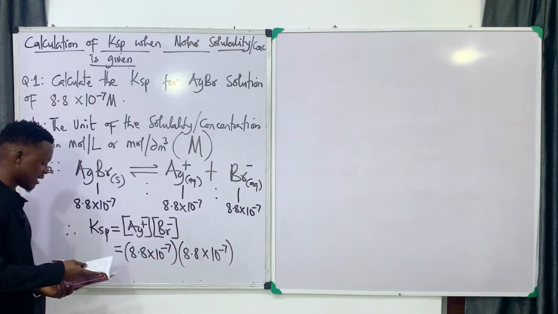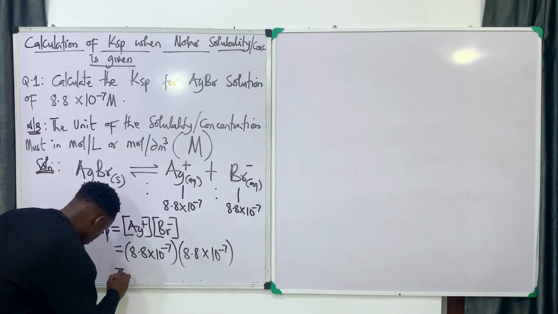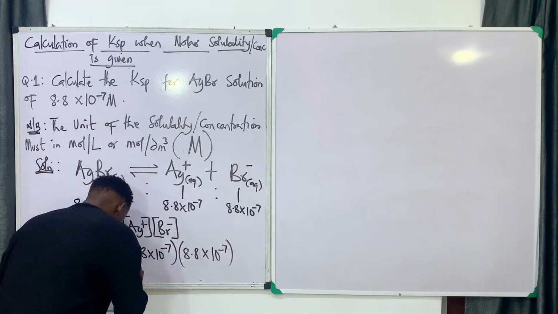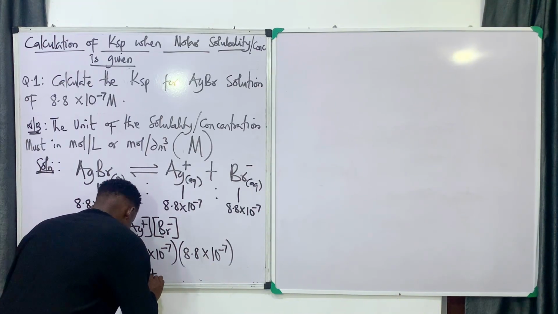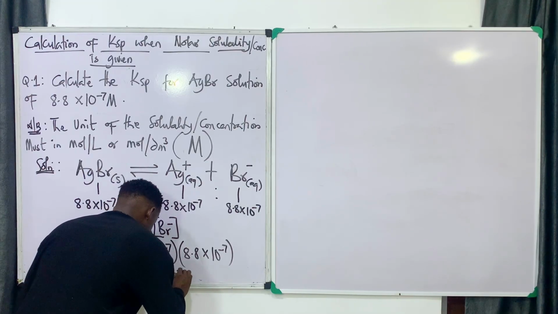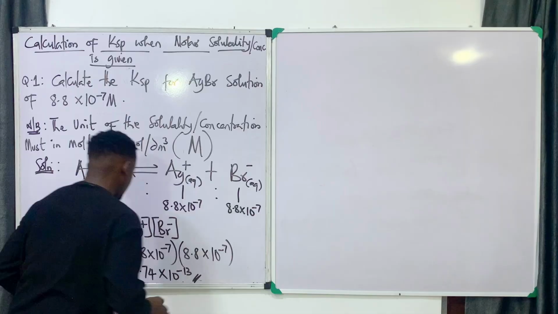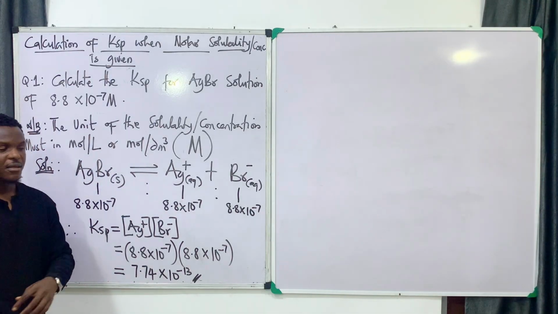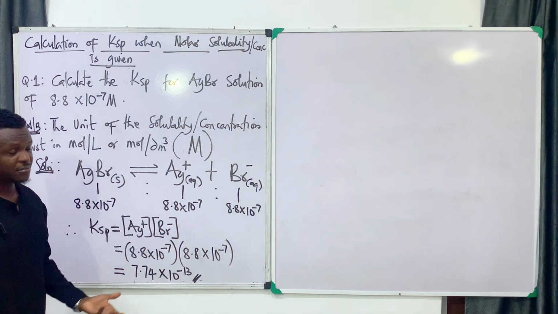So when you actually carry this out, it becomes equal to 7.74 times 10 raised to the power of minus 13. Can you see that? As simple as that.